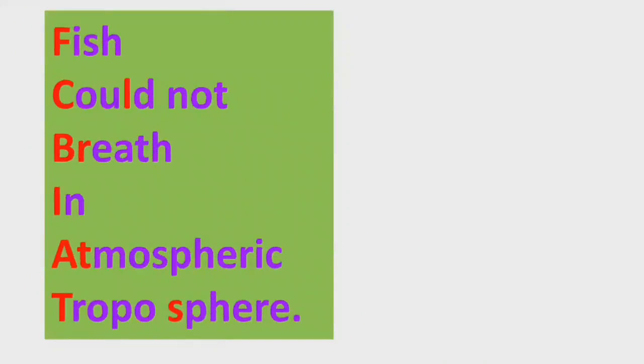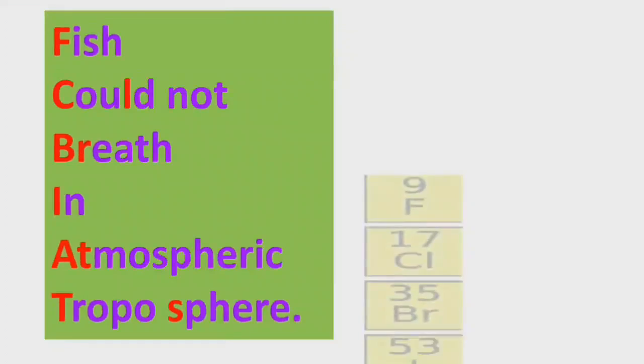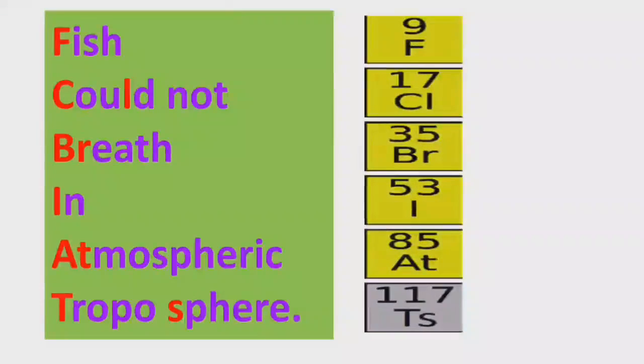Now we will make one sentence to remember 7th A group elements. That is, "Fish could not breathe in atmospheric troposphere." F represents fluorine, Cl represents chlorine, Br represents bromine, I represents iodine, At represents astatine, Ts represents tennessine.